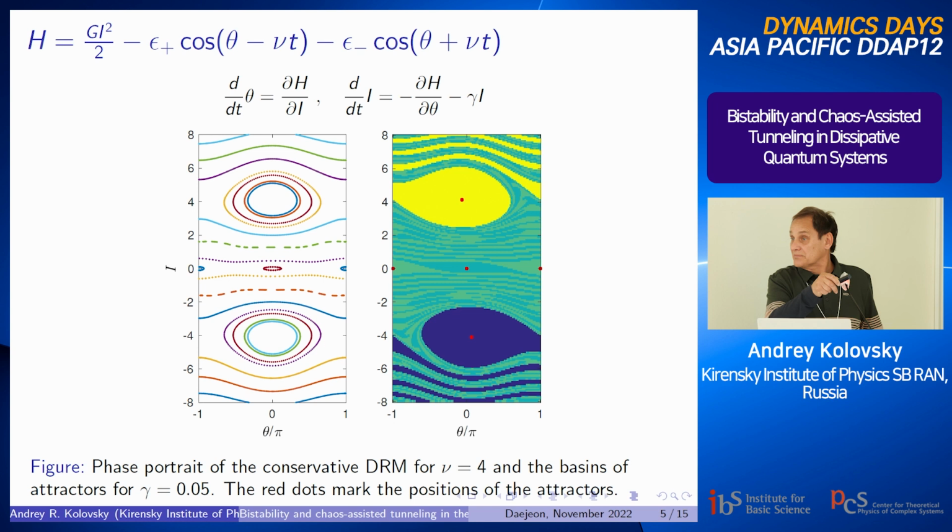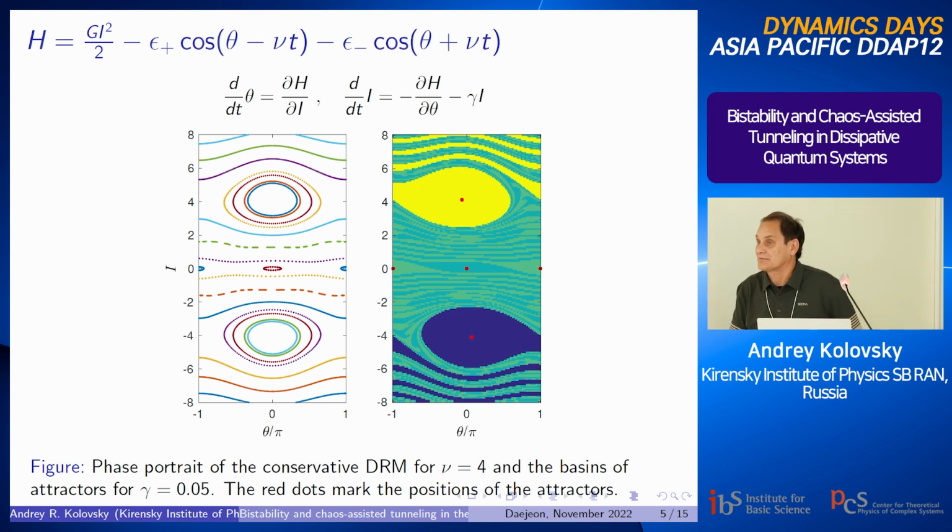Now we add dissipation. Gamma is not equal to 0. Then these nonlinear resonances convert into simple attractors: this point, this one, and this attractor of period 2, these two points. And these colors are the basins of these attractors. Again, if you start from yellow, you come here. If you start from blue, you come here. If you start from dark green, and this is bright green, you come to this or this.